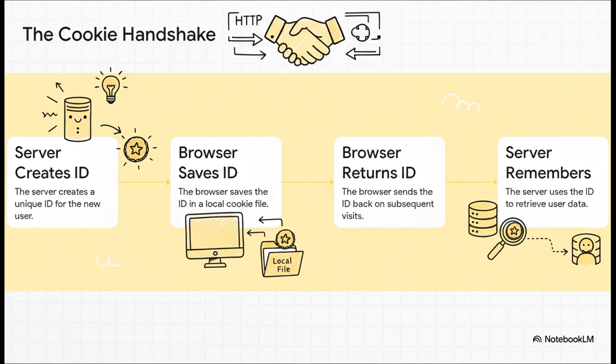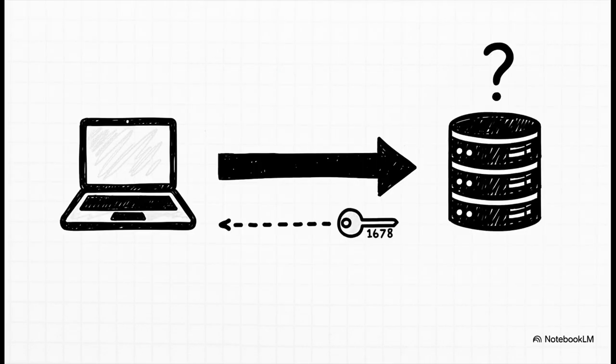First, the server introduces itself and gives out an ID. Then, your browser responds by saving it. On your return visit, your browser presents that ID. And finally, the connection is made on the back end and the server remembers you. Let's walk through it. All right, step 1. When Susan's browser asks for the Amazon homepage, the server has no idea who she is. So it creates a unique ID just for her. Let's say it's 1678, and it sends it back to her browser with a really simple command, set cookie.